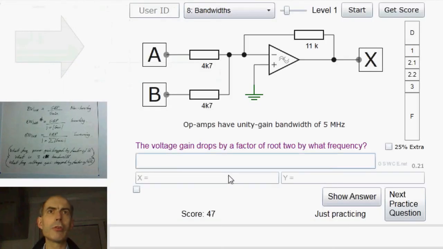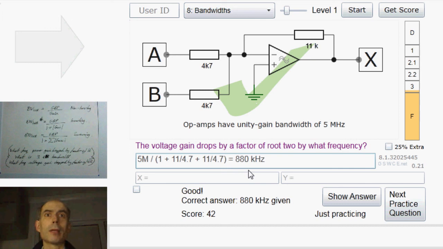And here we have a summing amplifier with a gain of 11 divided by 4K7 from this input, and 11 divided by 4K7 from this input. Unity gain bandwidth is 5 megahertz, so the 3 dB bandwidth, which is the same thing as the frequency where the voltage gain drops by a factor of √2, would be 5 mega divided by 1 plus the gain from A, which is 11 divided by 4.7, plus the gain from B, which is another 11 divided by 4.7.